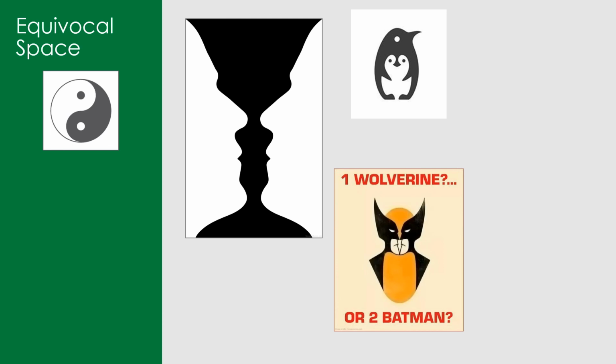Equivocal space. So then you've got the penguin up above, where the belly of the penguin is also a little baby penguin. That one's cute, right? And then below it says 1 Wolverine or 2 Batman. You decide. So Wolverine would be looking at you, and the Batman would be looking at each other. So equivocal space, always fun.